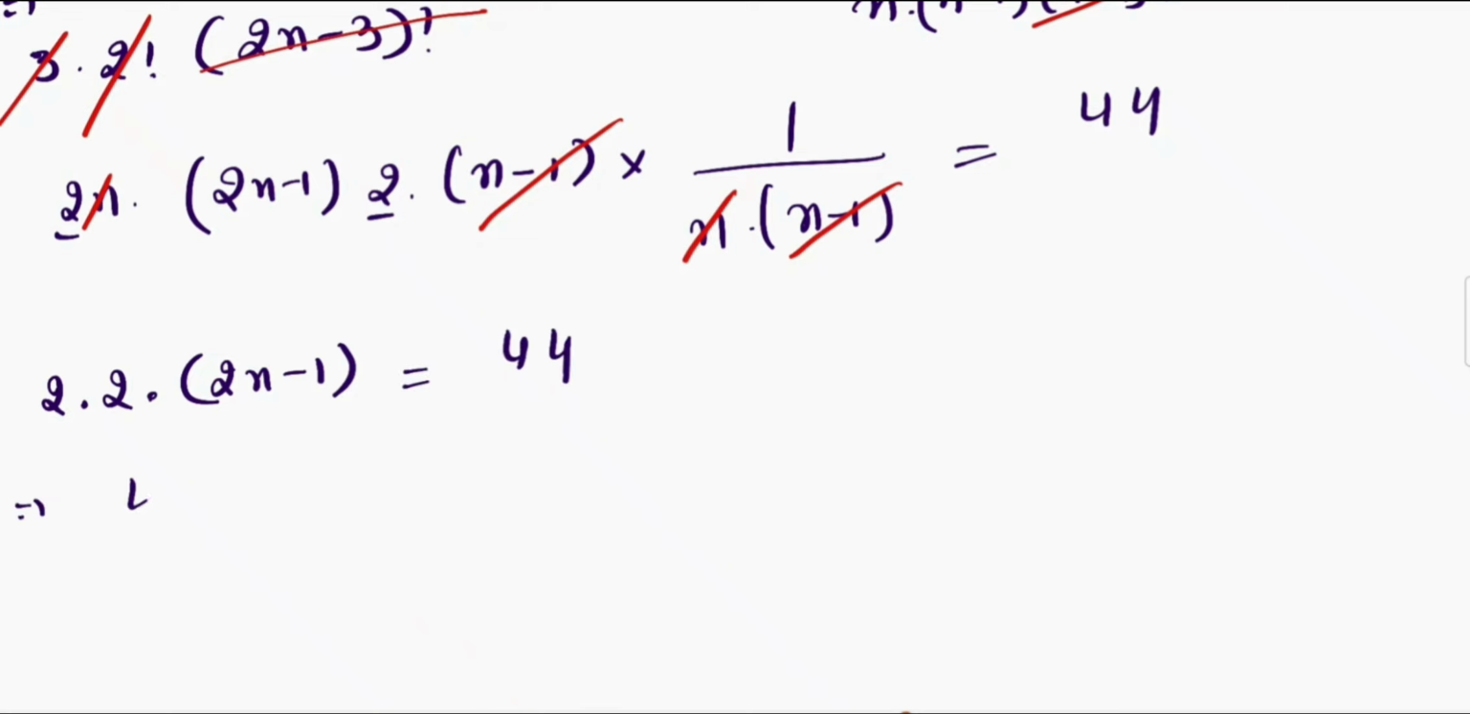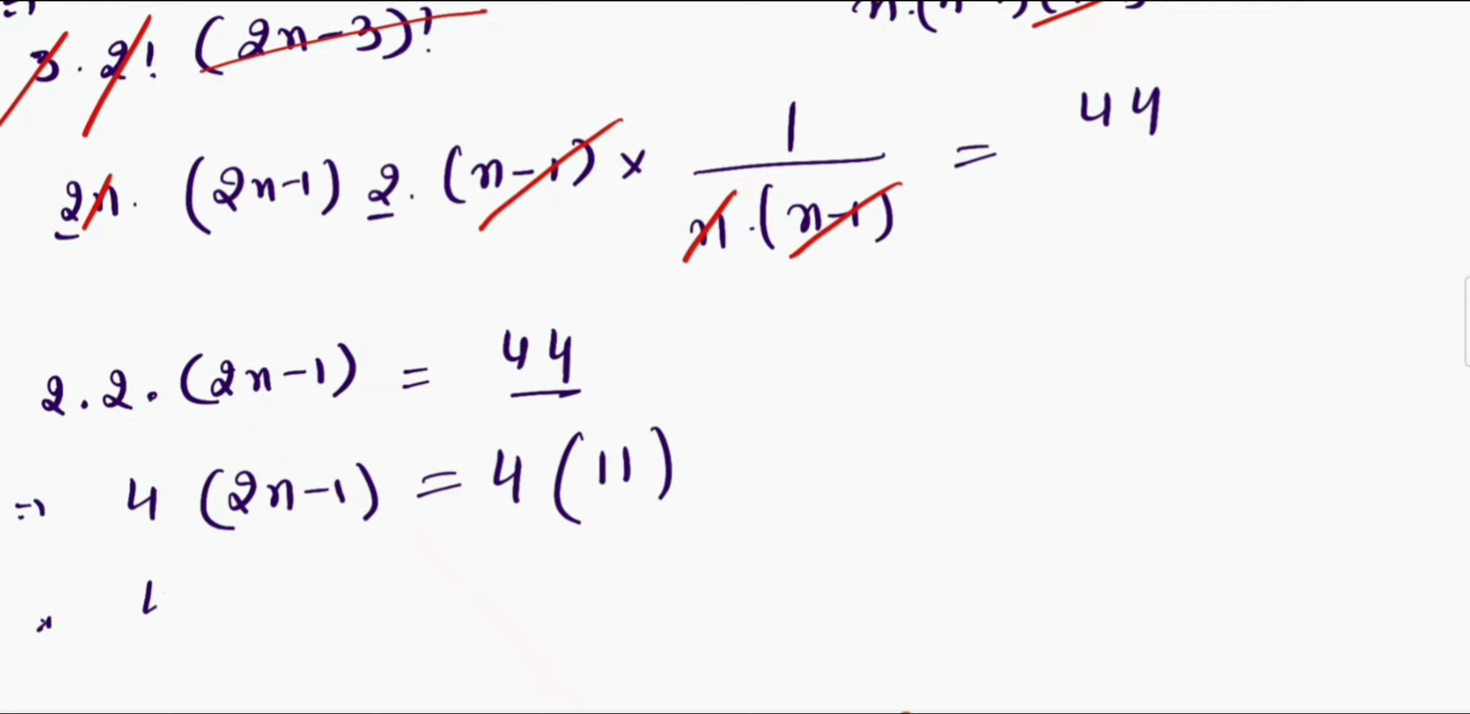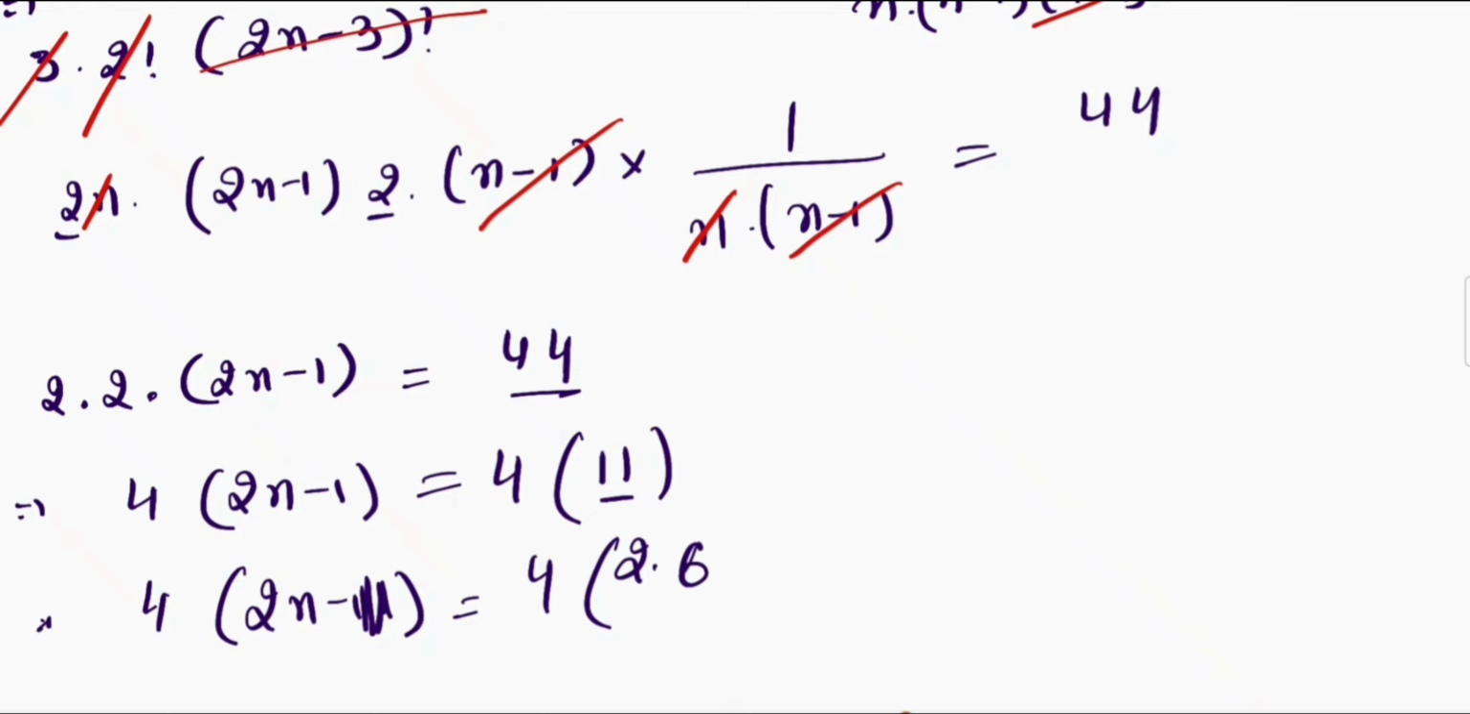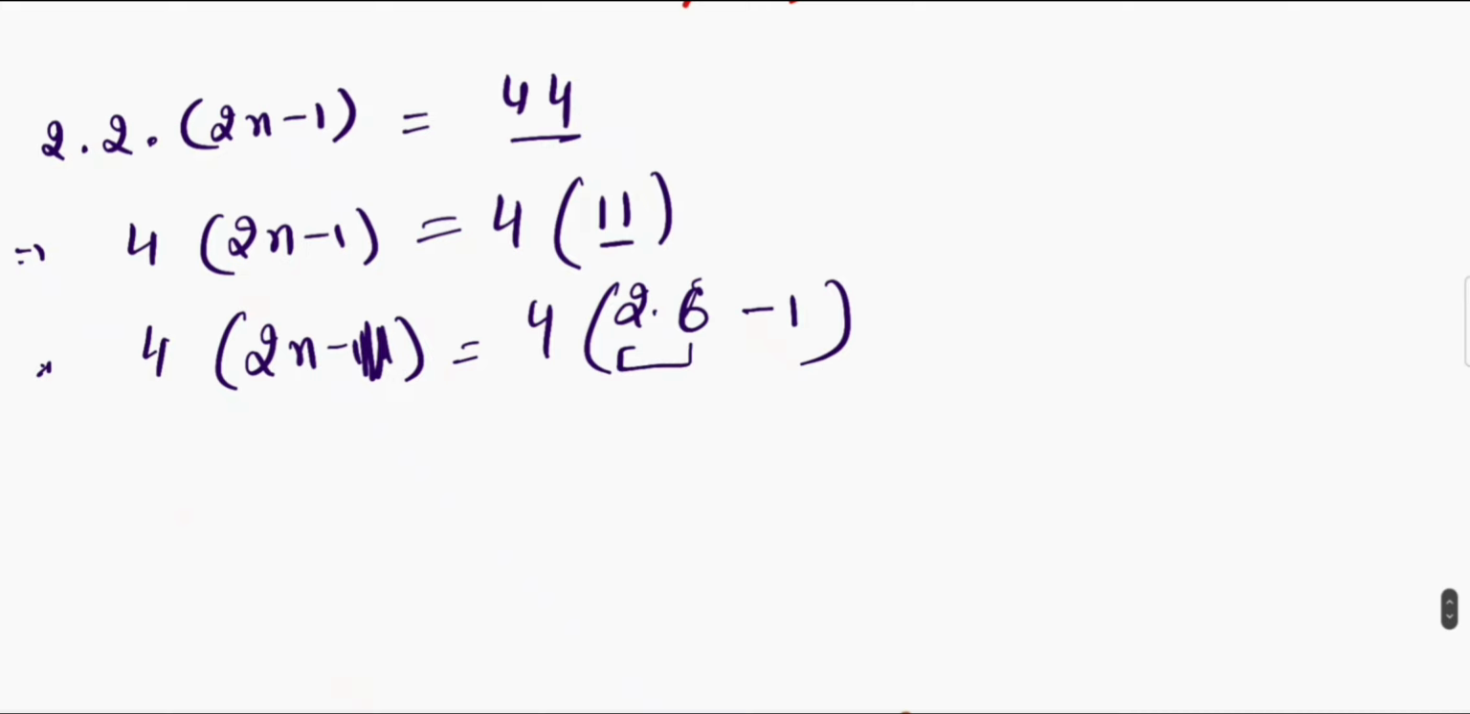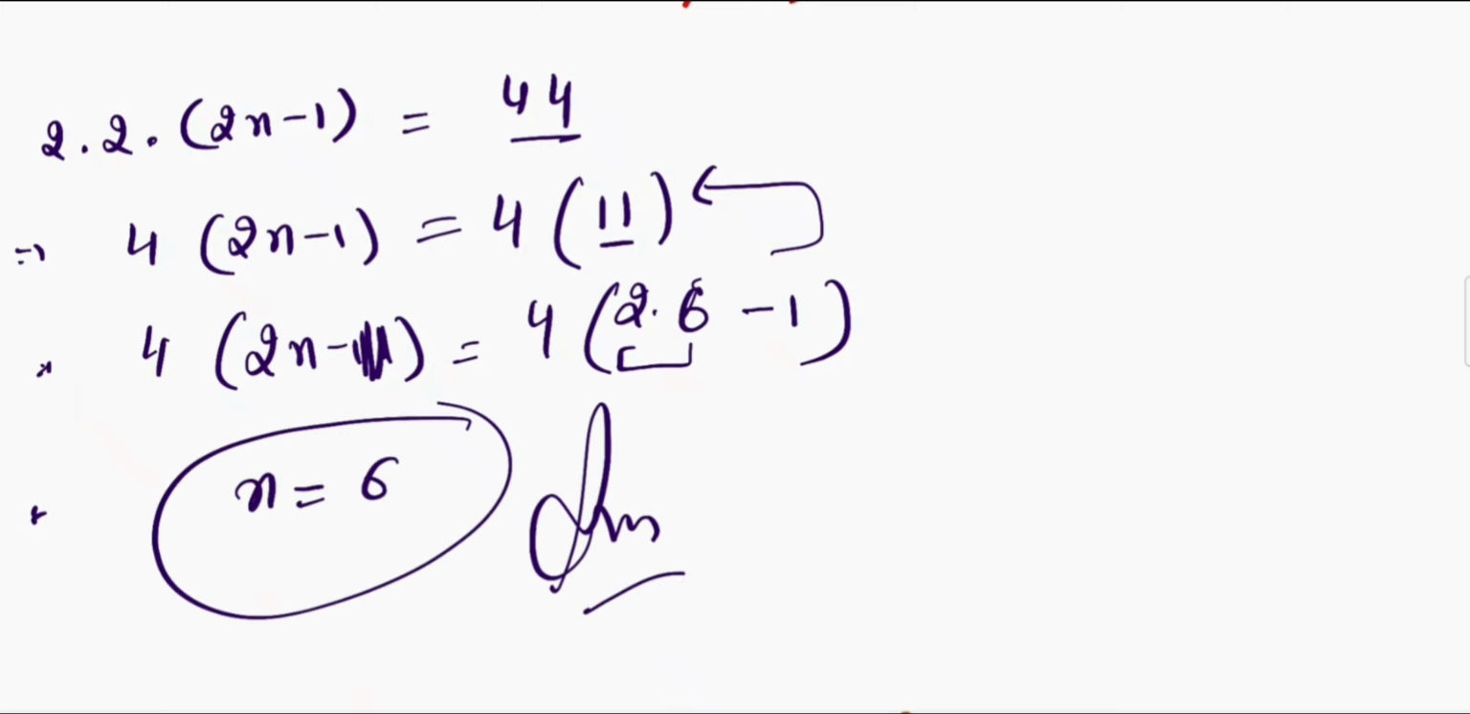So this is equal to 4 into (2n minus 1) is equal to 44. I can write 44 as 4 times 11. So I can write this as 4 times (2n minus 1) is equal to 4 times 11, and 11 I can write as 2 into 6 minus 1. So this is 12 minus 1, which is equal to 11. So by inspection we can find out n is equal to 6, and this is my answer.